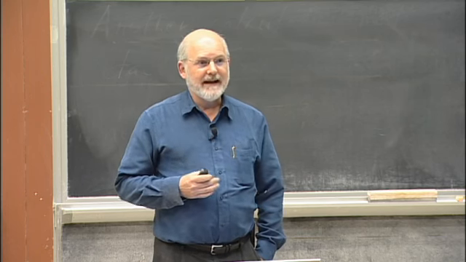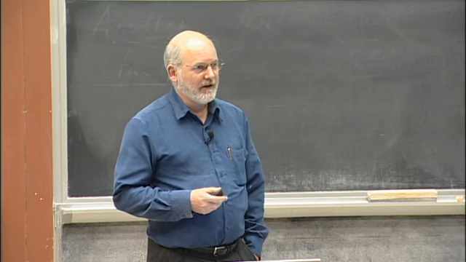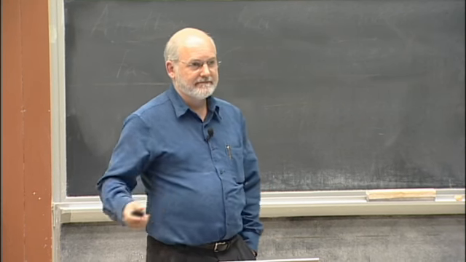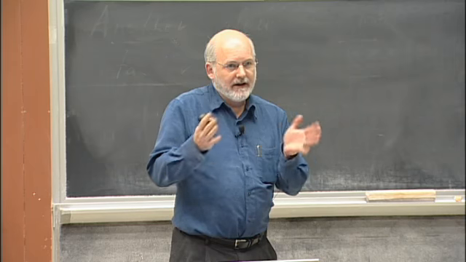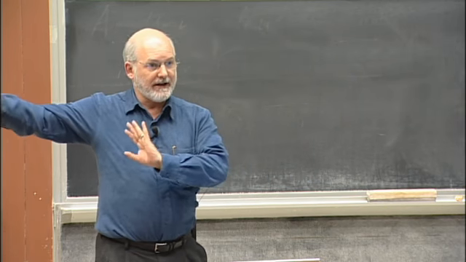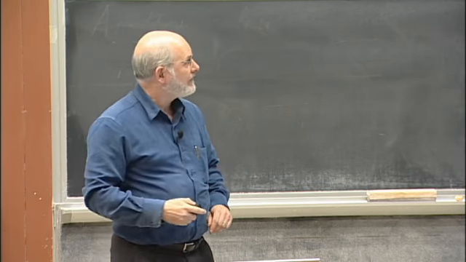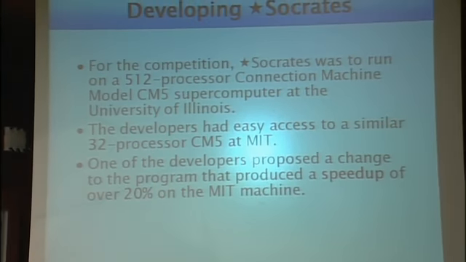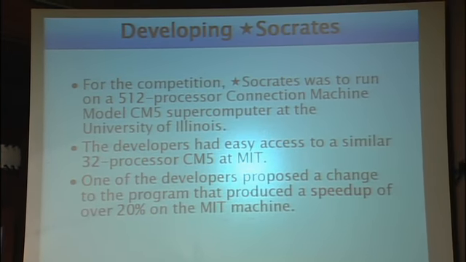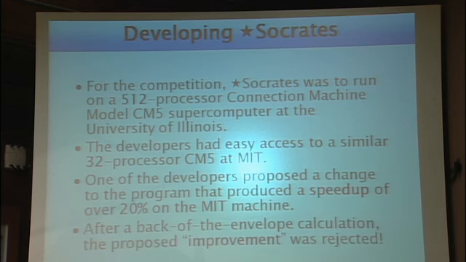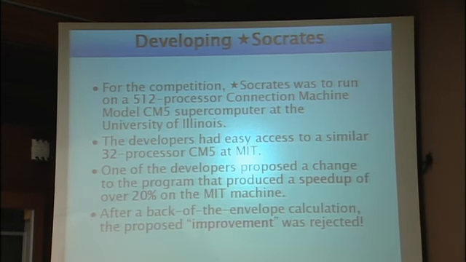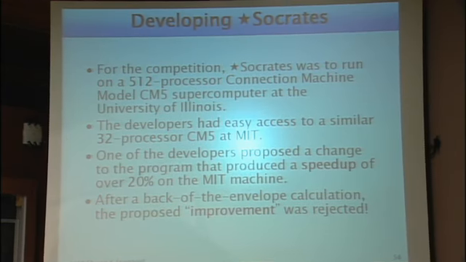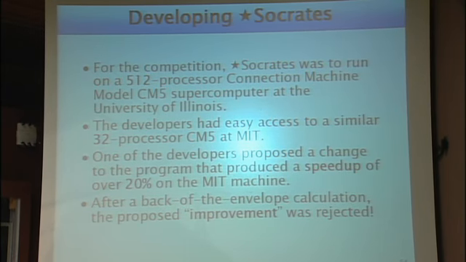However, here at MIT, we didn't have a great big machine like that. We only had a 32 processor CM5. So we were developing on a little machine, expecting to run on a big machine. One of the developers proposed a change to the program that produced a speedup of over 20% on the MIT machine. So we said, oh, that's pretty good, 25% improvement. But we did a back-of-the-envelope calculation and rejected that improvement because we were able to use work and span to predict the behavior on the big machine.